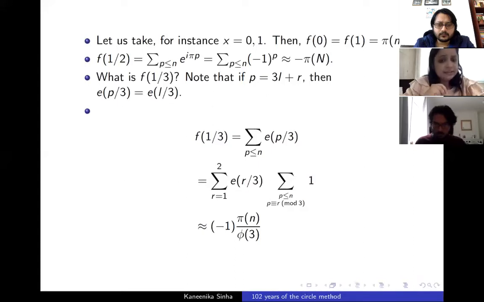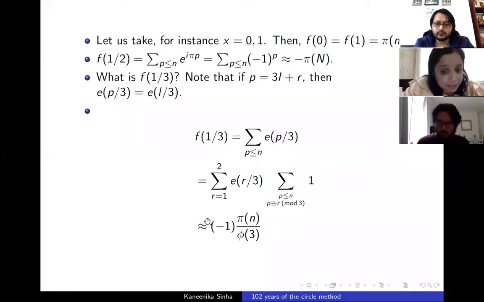Okay, and this is given approximately by pi of n over phi of 3. Phi of 3 here denotes the Euler phi function, which is the number of co-prime residue classes to 3. So since 3 is a prime, the only co-prime residue classes are 1 and 2. So this is basically approximately equal to minus pi of n over 2.